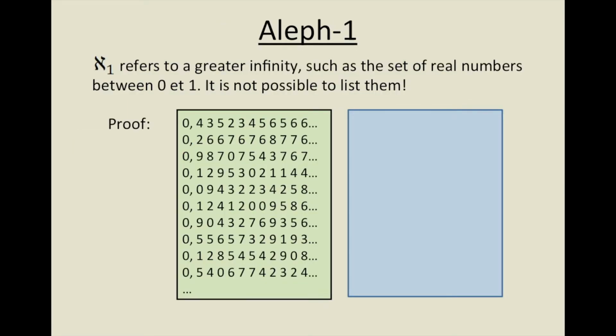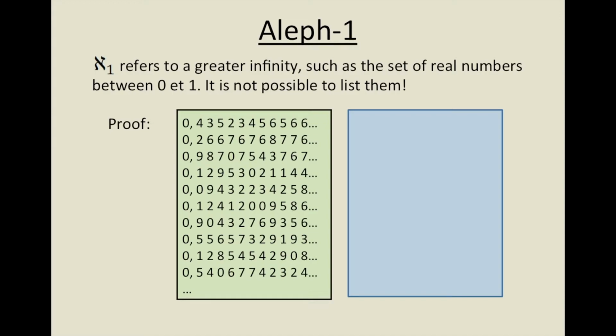So Aleph1 refers to a greater infinity. It's an infinity that we cannot list. We can't say this is the first element, this is the second element, etc. And to prove it, Cantor actually chose an example and said, let's pretend that we can. And when we do that, he said, okay, let's just take a random example. 0.43523456566, 0.26676. These would be my first 2 numbers in my infinitely long list.